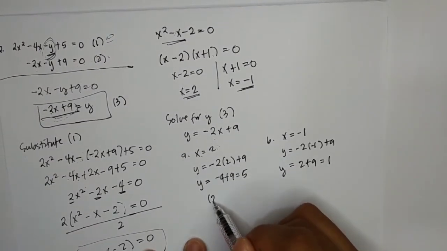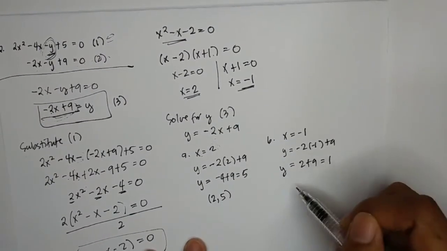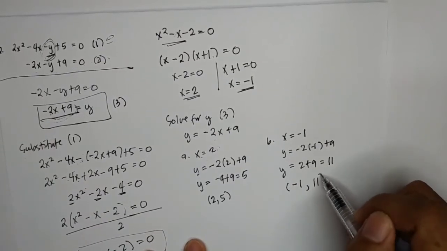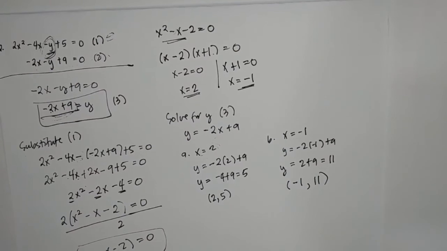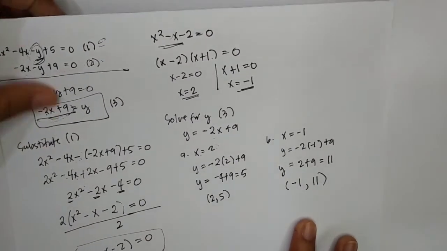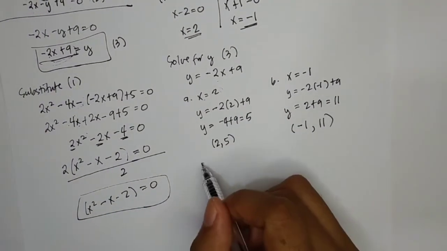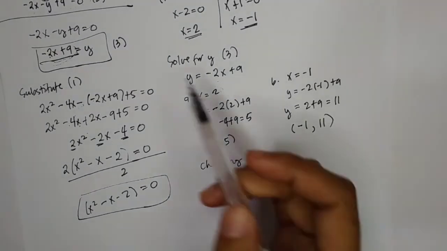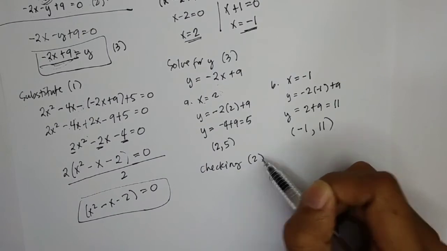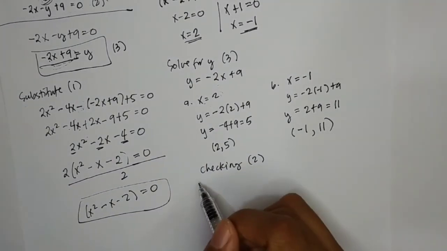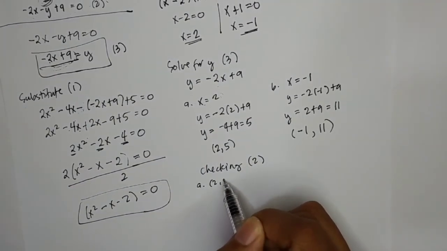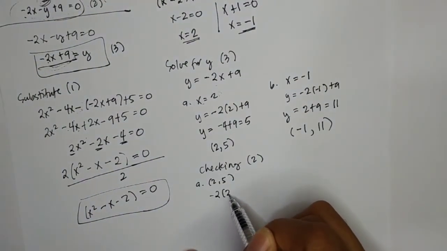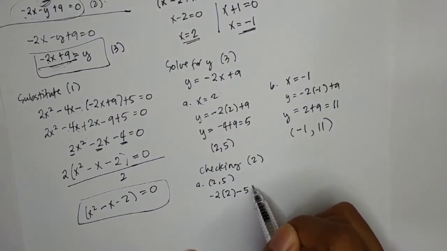So we have here our set 2, 5, and negative 1, 11. Okay? So let's do some checking. So checking tayo. Checking tayo using equation 2. So using our equation number 2. So A, we have 2 and 5. So gamitin natin ito, that is negative 2 times 2 minus 5 plus 9.